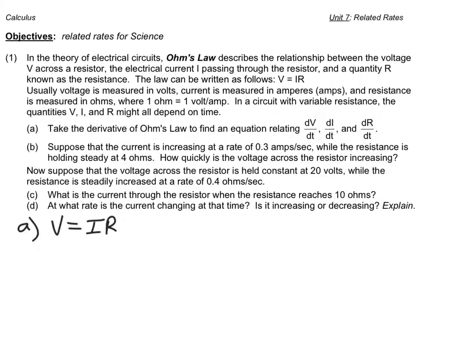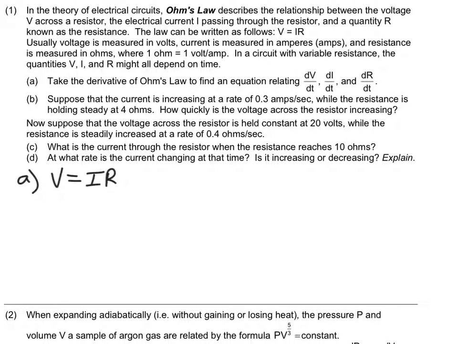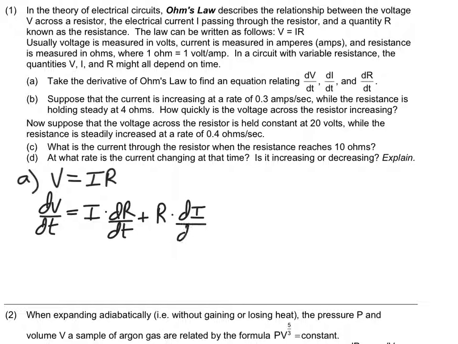So dV/dt is going to be equal to the derivative of I times R. So first is I times the derivative of the second, dR/dt, plus the second, which is R, times the derivative of the first, which is dI/dt. That's all A is asking us to do.